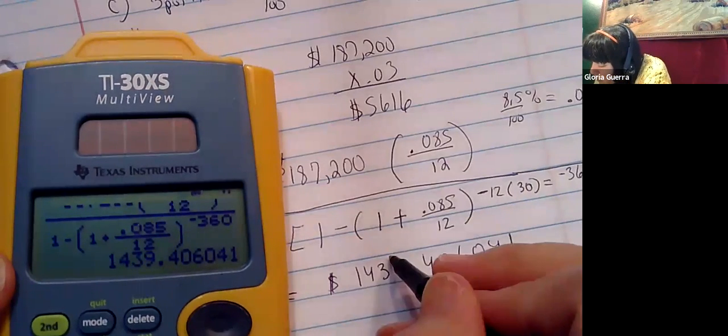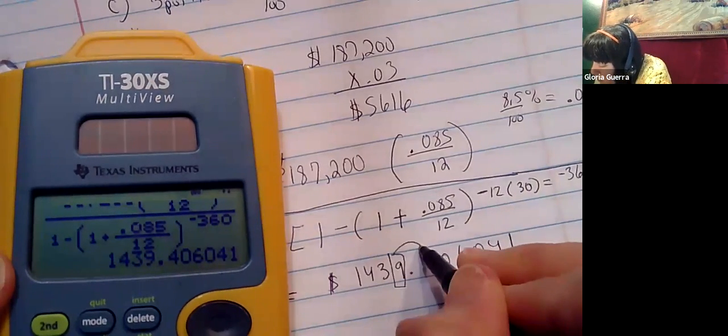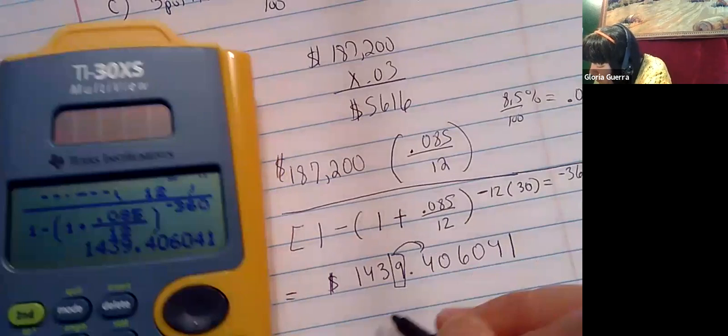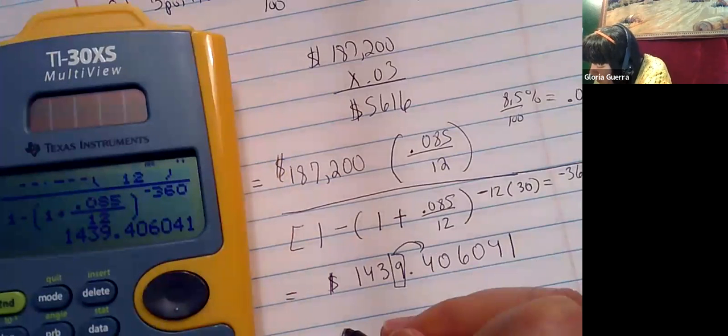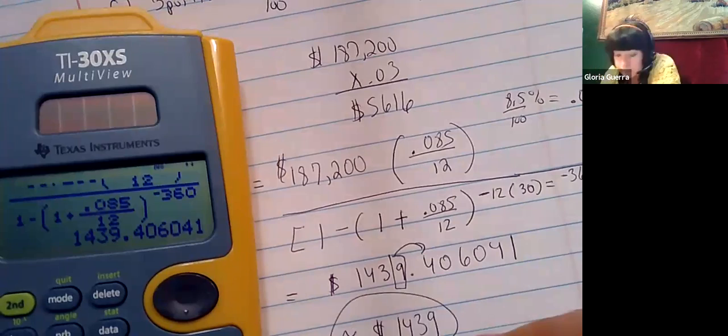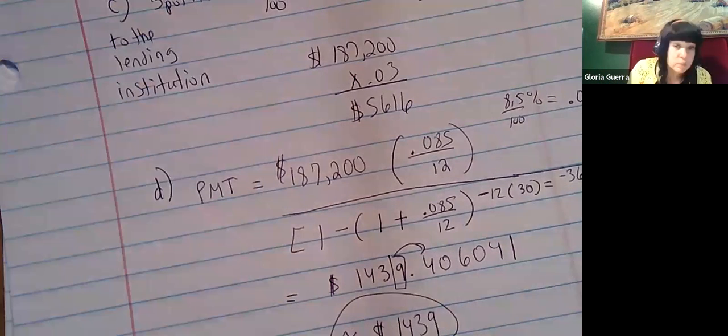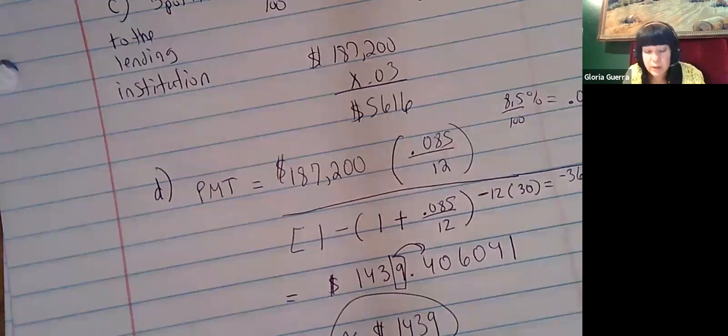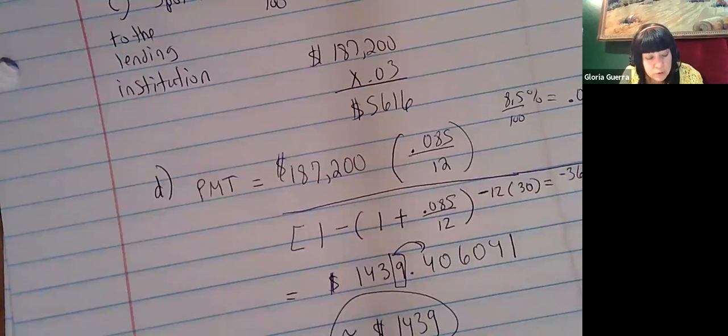This is the nearest dollar right here. And then look at the, is this 5 or more? No. Okay, so 1439. Okay, and what else are they asking? Then they want you to find the total cost of interest over the 30 years.